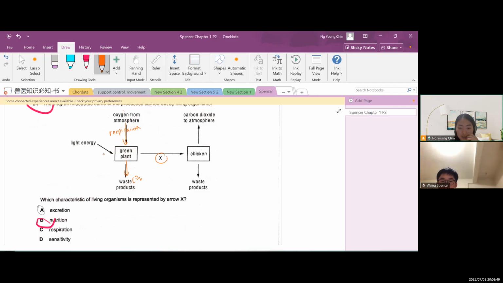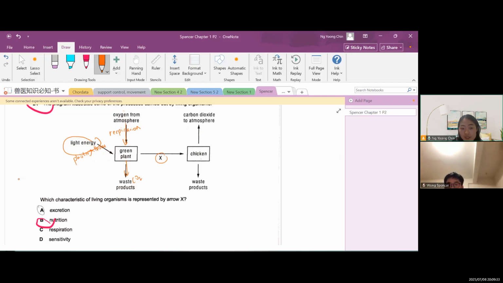So from the green plants, they will do what? You can see the light energy. The light energy is only required in photosynthesis, right? So photosynthesis happens in the green plant. As the green plant, they will absorb the light energy. So during photosynthesis, they will produce glucose. Spencer, remember that photosynthesis is a process which they will convert the carbon dioxide to carbohydrates. When you recall the equation for photosynthesis, it will be in this way.